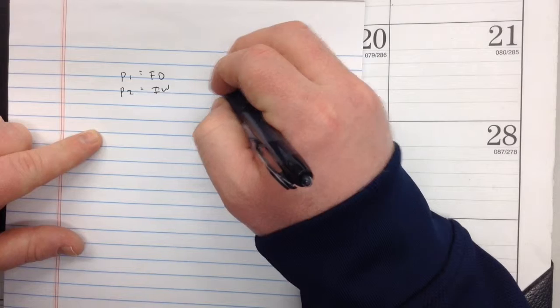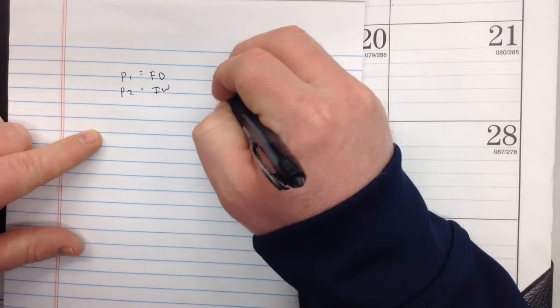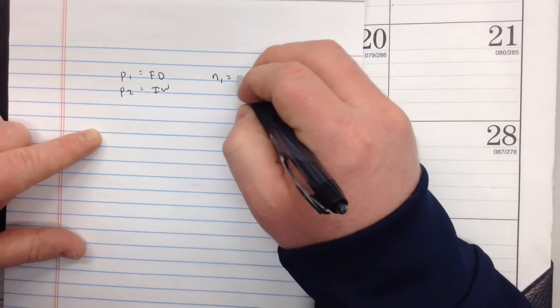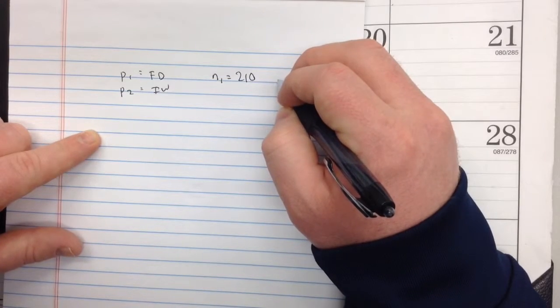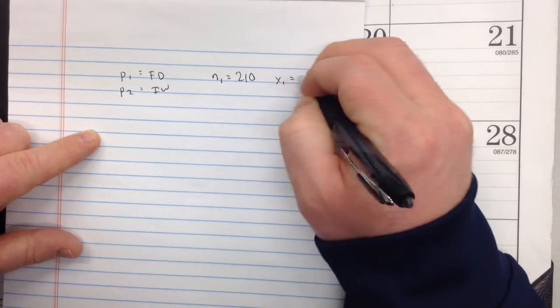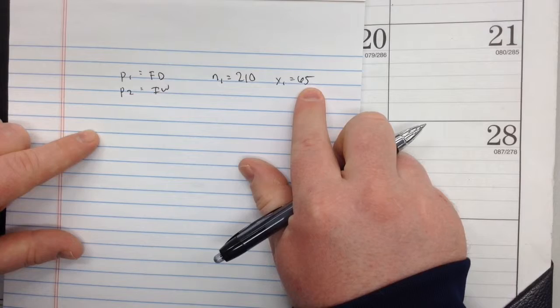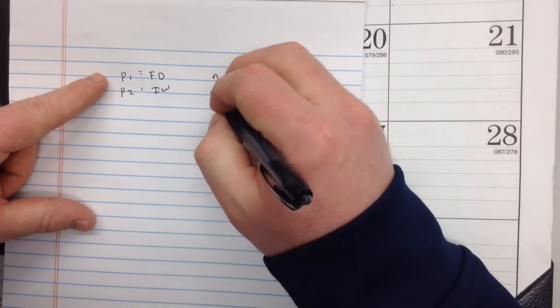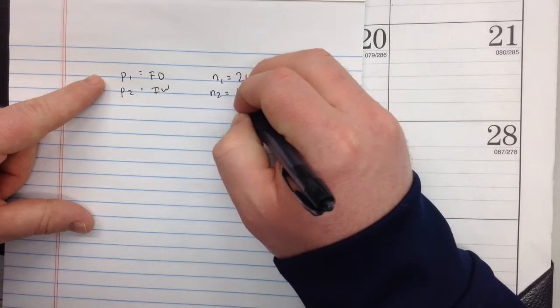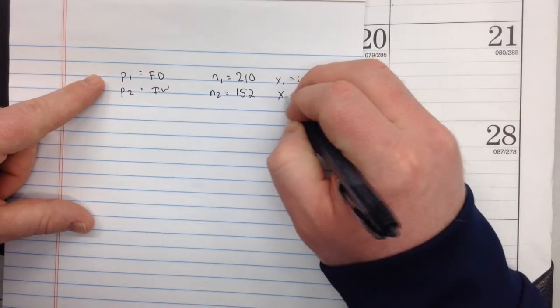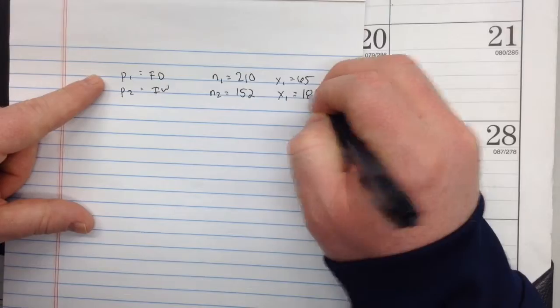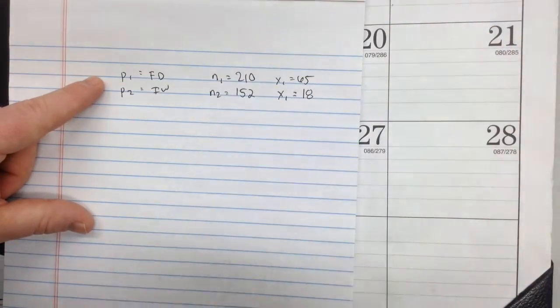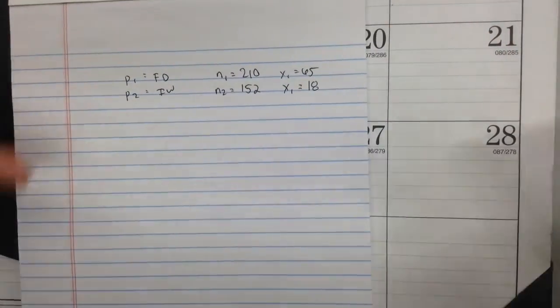For Fort Defiance, we had N of 210, so 210 dwellings, and a success of 65, meaning 65 Hogans that lived in Fort Defiance out of 210 people. In Indian Wells, we had 152 people, and we had 18 Hogans. So 18 out of 152 successes.